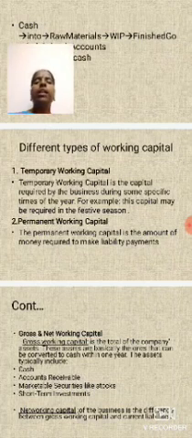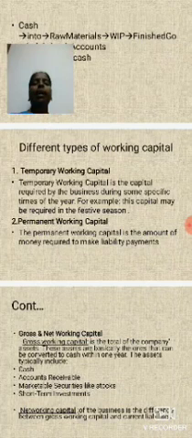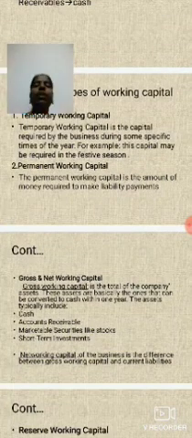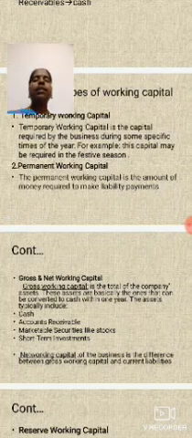Let us see the different types. First one, temporary working capital. It is the capital required by the business during some specific period or time. For example, festivals. During the festive season, this type of capital will be utilized for a short period. Second, permanent working capital. It is the amount of money required to make payment of liabilities.